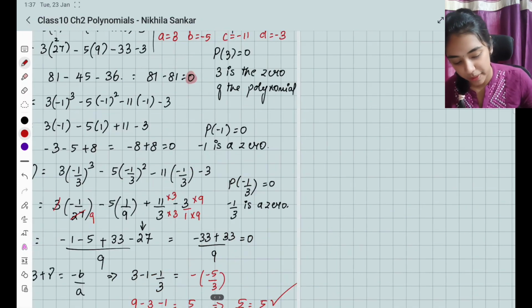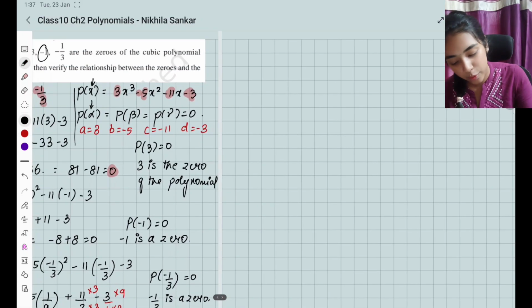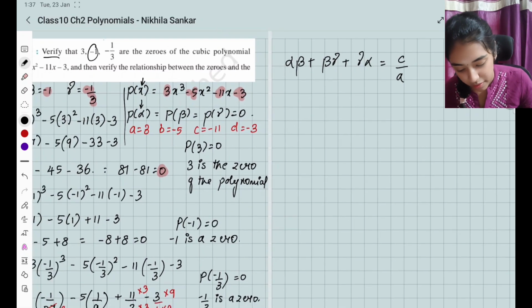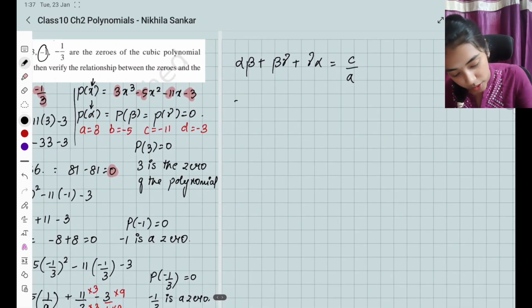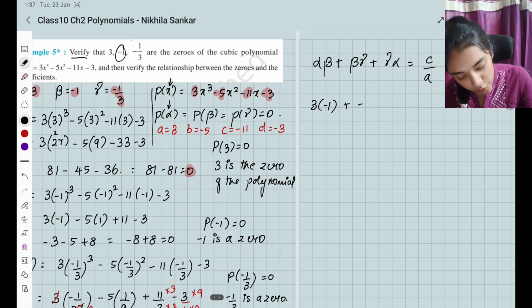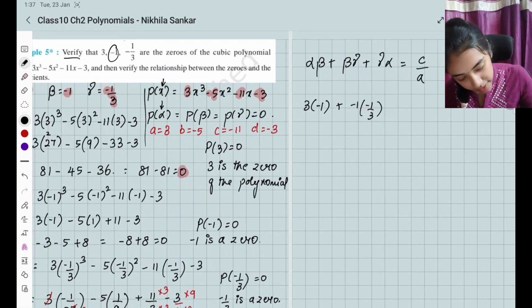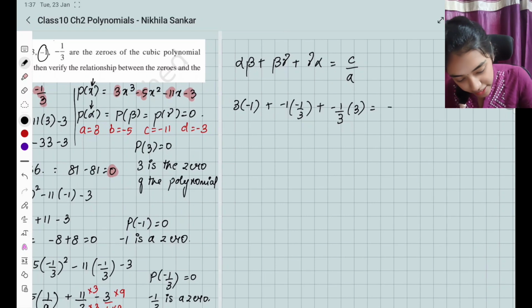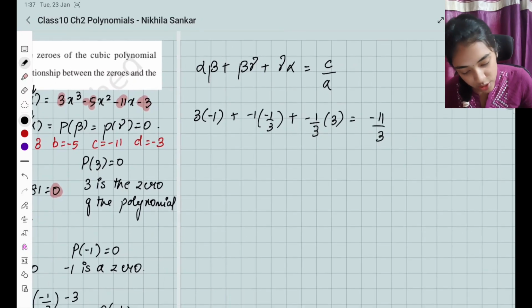Now second relationship enna? We have the sum of the product of zeros. So you have alpha beta plus beta gamma plus gamma alpha equals c divided by a. Positive. Okay. Now alpha beta enna? It is going to be 3 into -1. So 3 into -1 plus beta gamma which is -1 into -1 divided by 3 plus gamma alpha is going to be -1 by 3 times 3 equals c divided by a. C enna? -11 divided by 3. Okay, so when I solve this I have -3 plus 1 by 3.